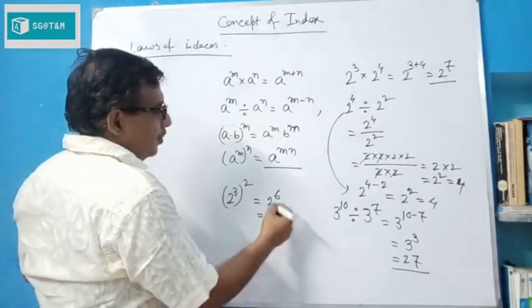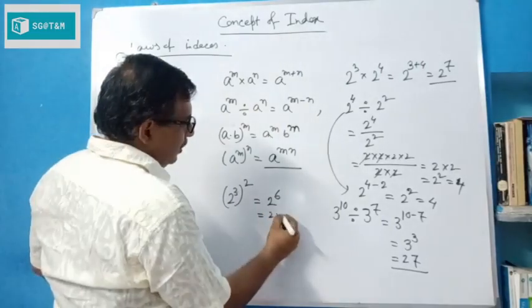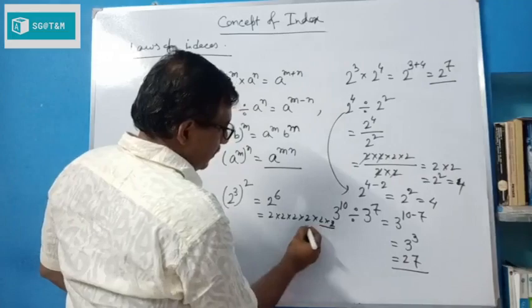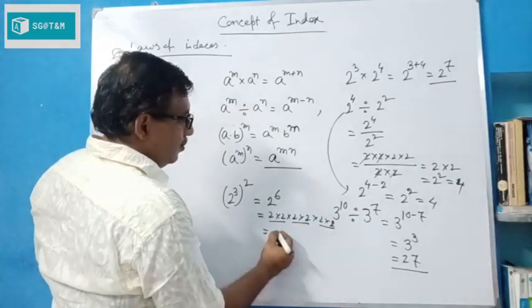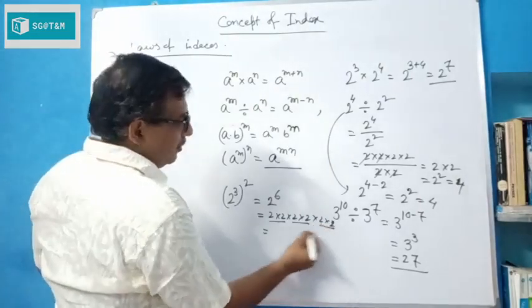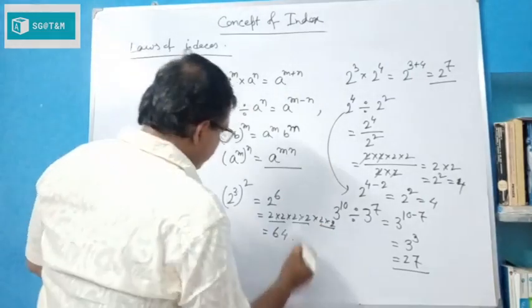2 into 2 into 2 into 2 into 2 into 2, 6 times. 2 to the power 4 is 16. 16 into 2 is 32. 32 into 2, that is 64.